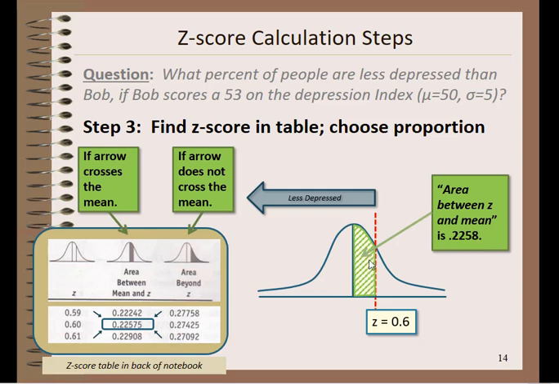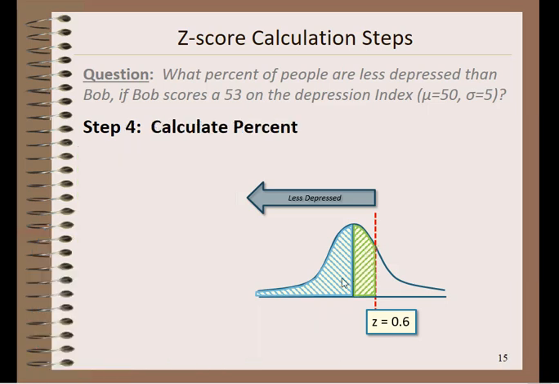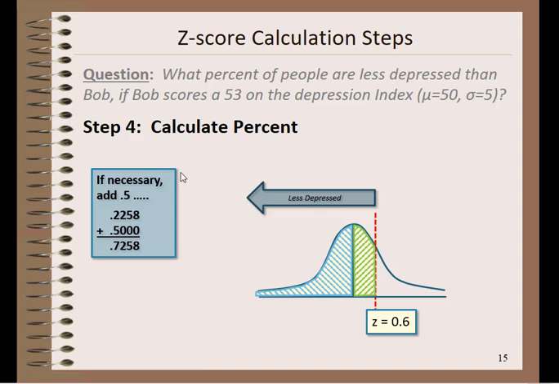That's this area that's in the green hash here. That's the area between this z-score and the mean. Area between the mean and the z. Now, you'll notice because I crossed the middle, I need to add 50% or 0.5 to this proportion I have representing this area. So the green and the blue area have to get added together. So in step 4, I do that. I add those two together, and then I can calculate the percent.